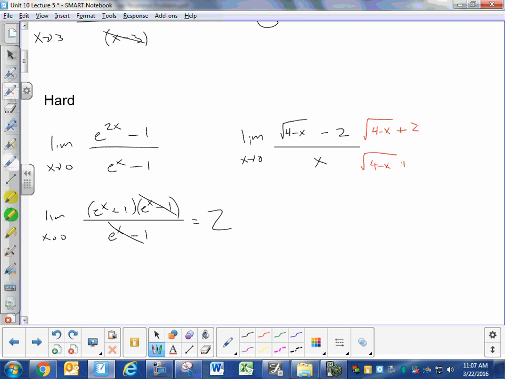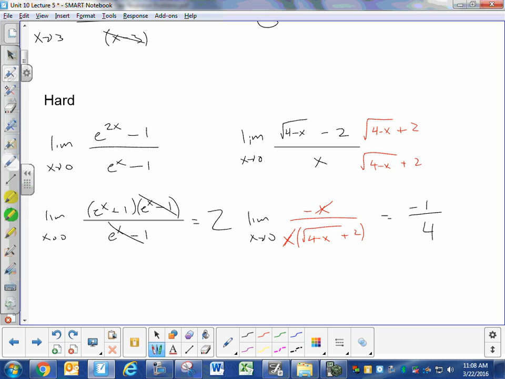This is a technique that we did. Okay, I'm going to do it really quickly. We'd end up with just negative x over x times root 4 minus x plus 2, and these would cancel, providing us a simpler function that we can plug 0 into. I'd have negative 1 over root 4 plus 2, which is negative 1/4.